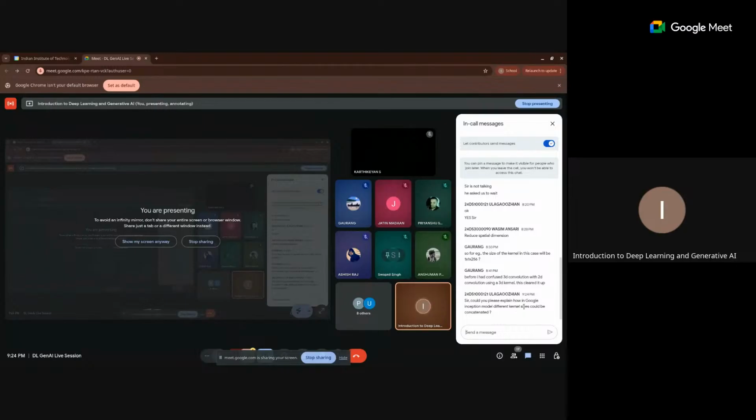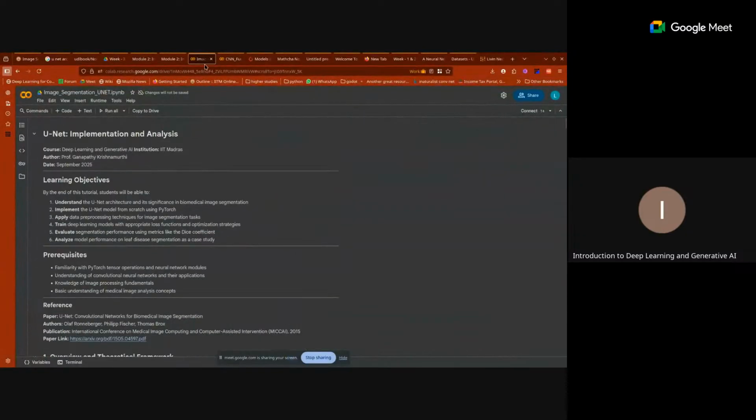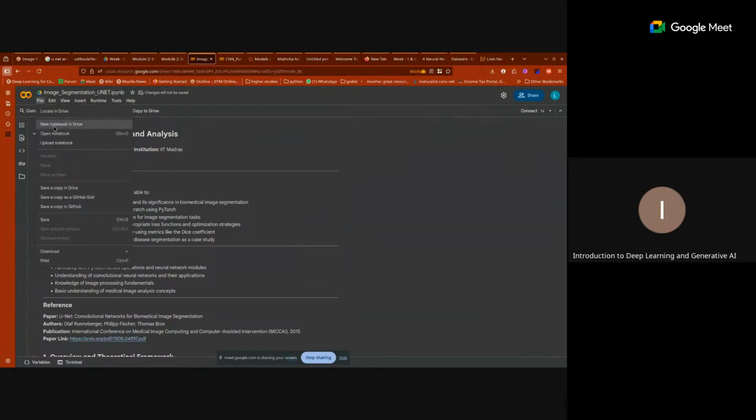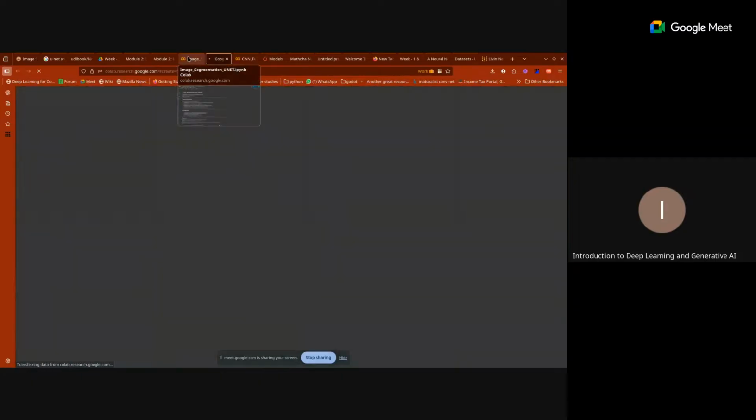How could Google's inception model's different sizes be concatenated? The inception kernel sizes are different, not the output size, right? So I think we could construct an inception module. Let's try a new notebook. Let's try constructing an inception module with PyTorch.